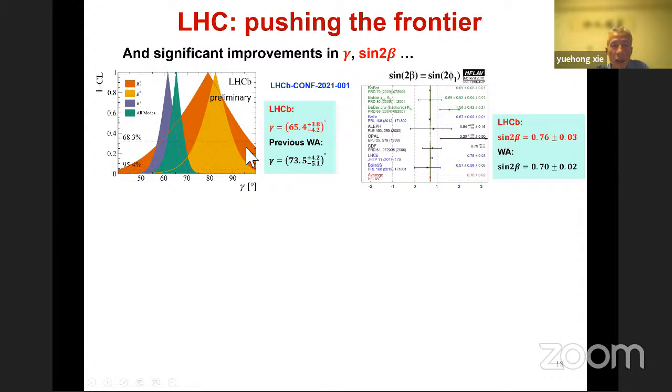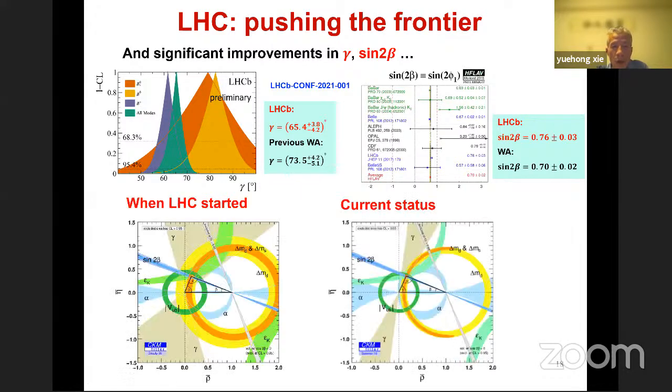So I actually don't have time to talk about the very recent significant improvements in two key observables, gamma and sin2 beta, for which you should go to the parallel session to listen to the speaker. And I just want to emphasize how big an impact the LHCb experiment has on the CKM global fit.